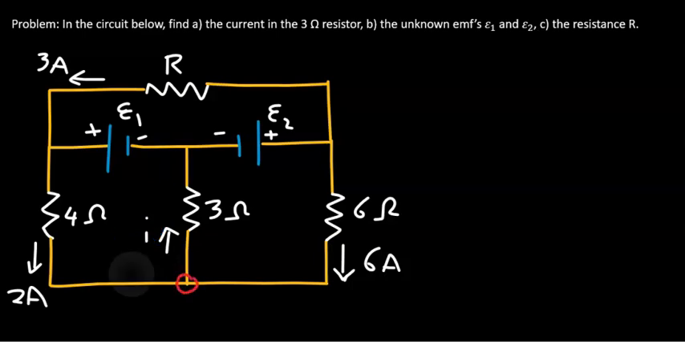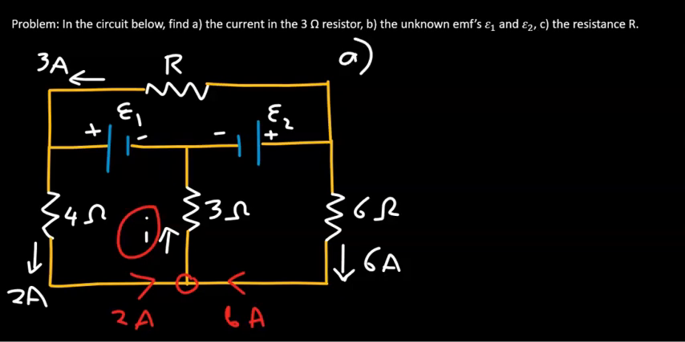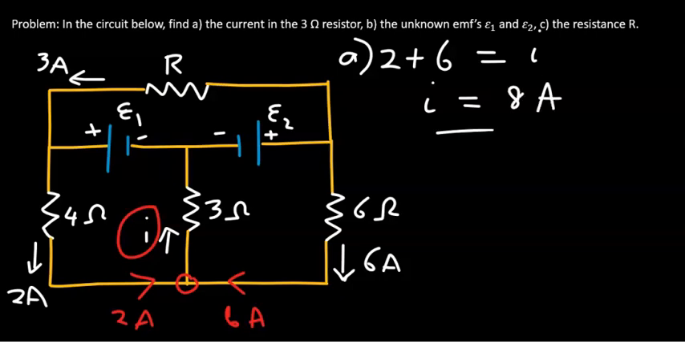The 2 ampere current approaches that junction, like that. 6 ampere also approaches the junction. And I, the unknown current that we want to evaluate, goes away from the junction. So according to the junction rule, the sum of currents towards the junction, in this case 2 plus 6 ampere, must be the same as the sum of the currents away from the junction, in this case only I. So I can be solved at once, giving you 8 ampere.